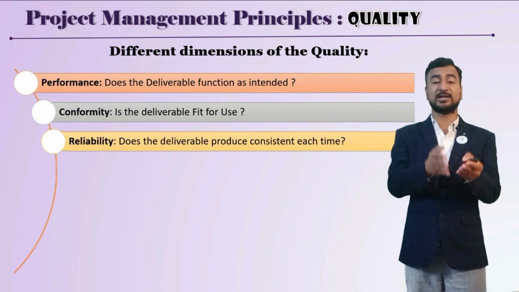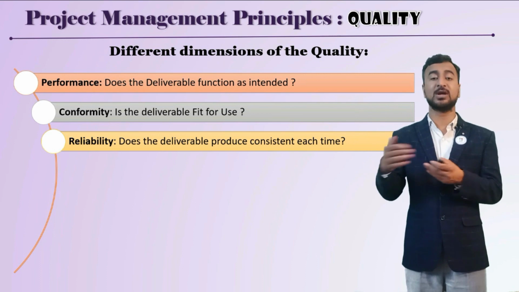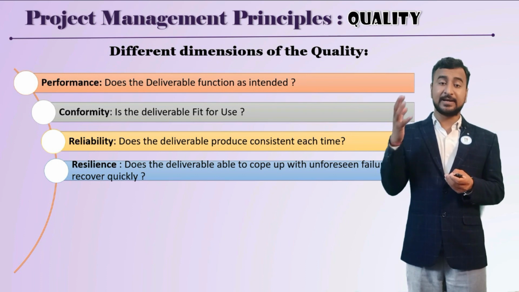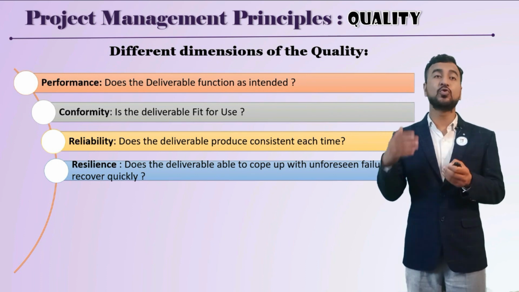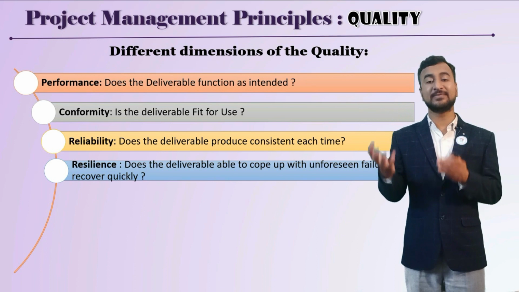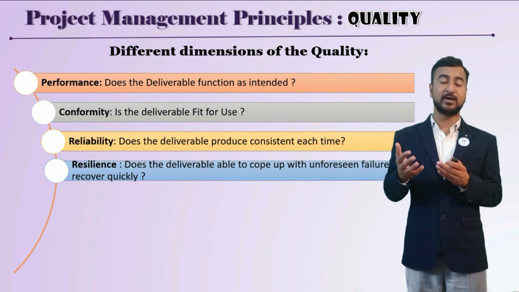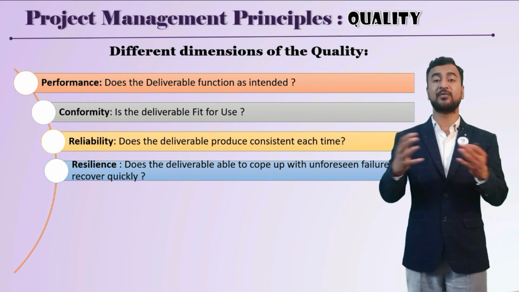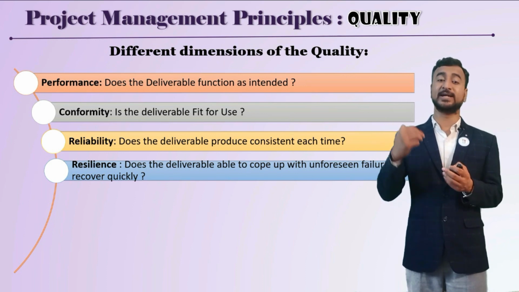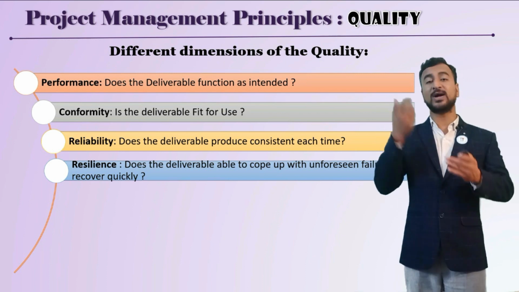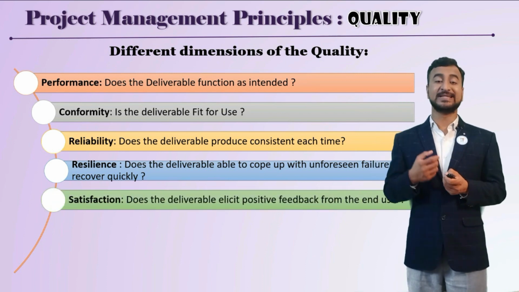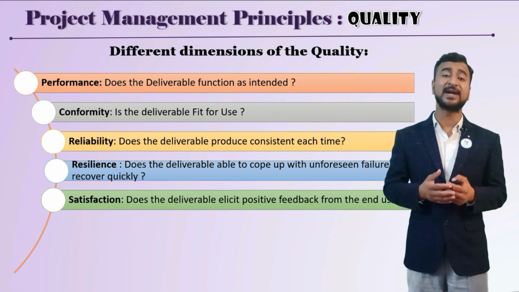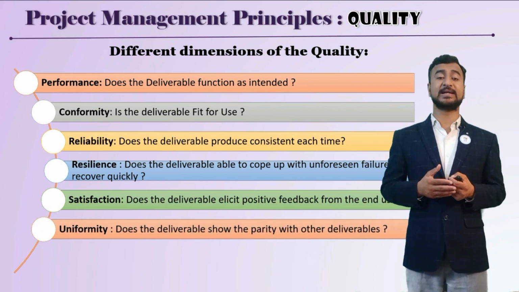It's not possible that one time you give a good result and the second time you don't. That's reliability: you constantly give good results. Then resilience: is the deliverable able to cope with foreseen failure, and how fast can you recover from that incident? As you know, we are living in a VUCA world, there is a lot of uncertainty, but if something happens, how fast can you bounce back? That is the resilience of the thing. Then satisfaction: that your end client or customer is satisfied with your product or end result.